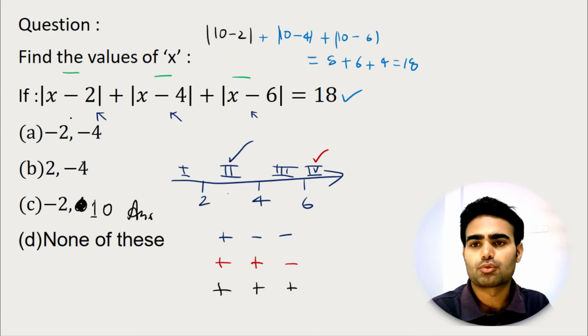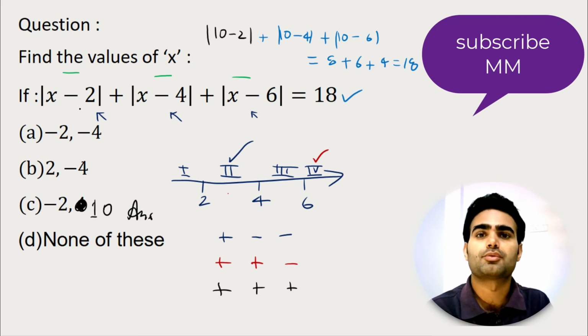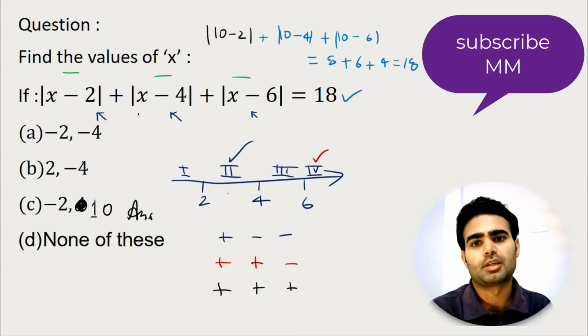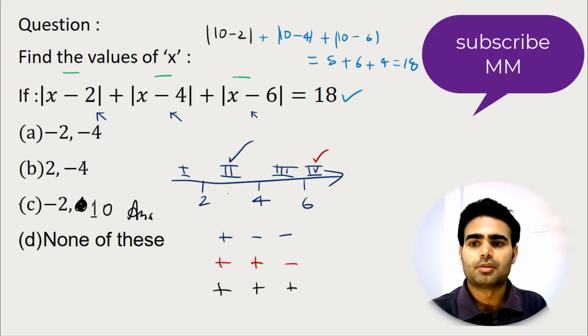If you want to check minus 2, then you can see minus 2 minus 2, that is minus 4. So mod of this will be 4. Minus 2 minus 4 minus 6, that is, mod will be 6. 6 plus 4, 10. Minus 2 minus 6, minus 8, mod will be 8. So 10 plus 8 will be 18. So both of these values are satisfying.